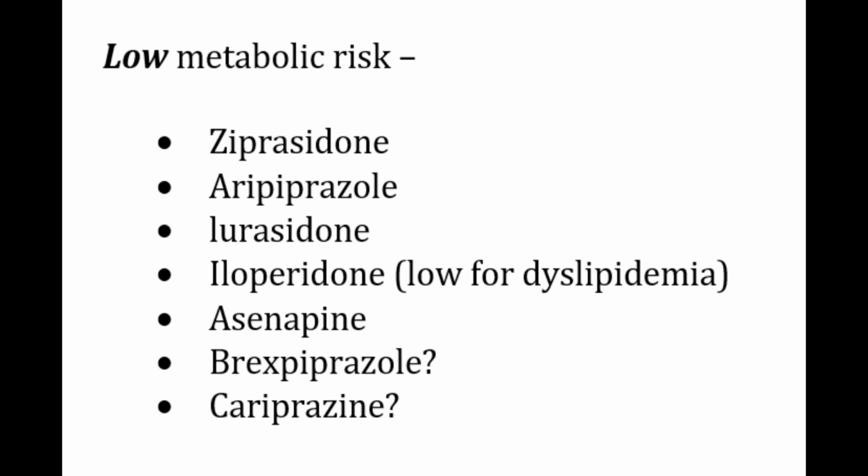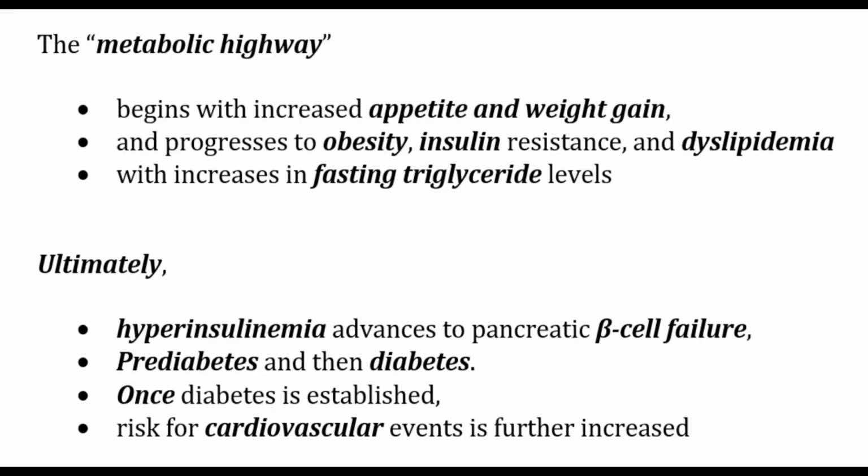cariprazine are unknown. The metabolic highway begins with increased appetite and weight gain and progresses slowly to obesity, insulin resistance, and dyslipidemia, with increased fasting triglyceride levels. Ultimately, hyperinsulinemia leads to beta cell failure, which causes prediabetes and then finally diabetes. Once diabetes is established, risk of cardiovascular events is further increased.